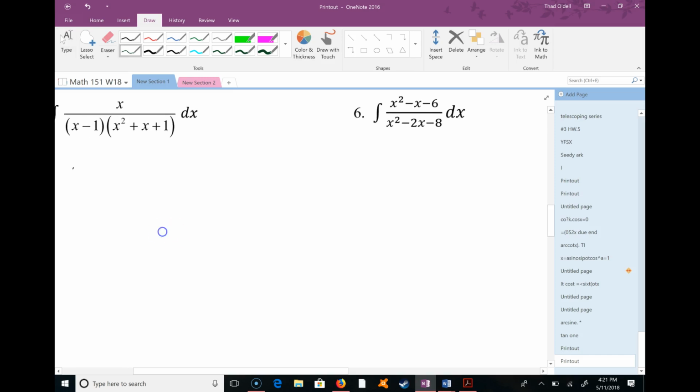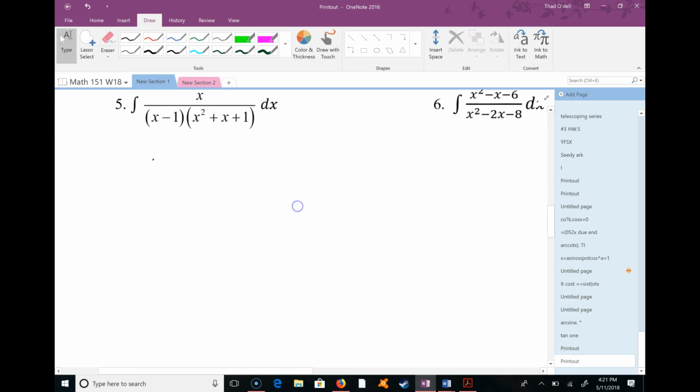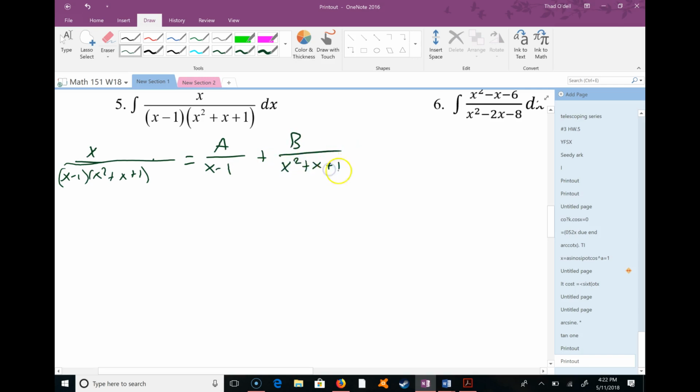So we're going to rewrite this as x over x minus 1 times x squared plus x plus 1. We're going to break that into two fractions where we say A is over x minus 1 plus B over x squared plus x plus 1. And then we need to find out what A and B are.